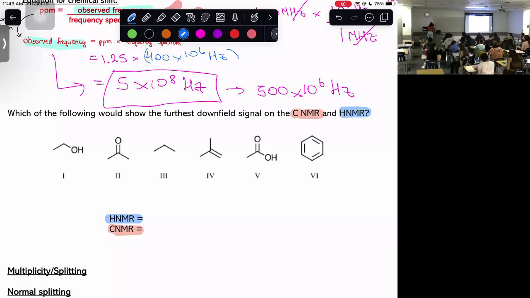Your ketone is most. Yes, you are correct. You use the table, right? Yeah, good job. Yeah, you're absolutely correct.